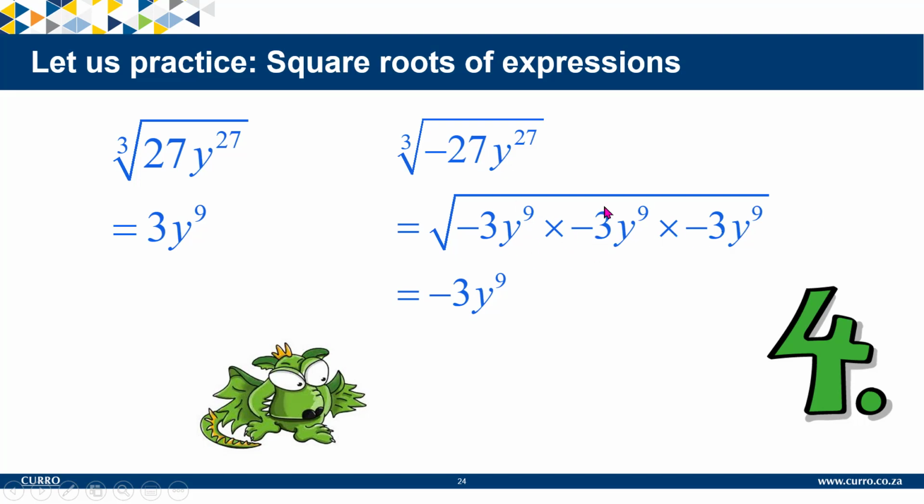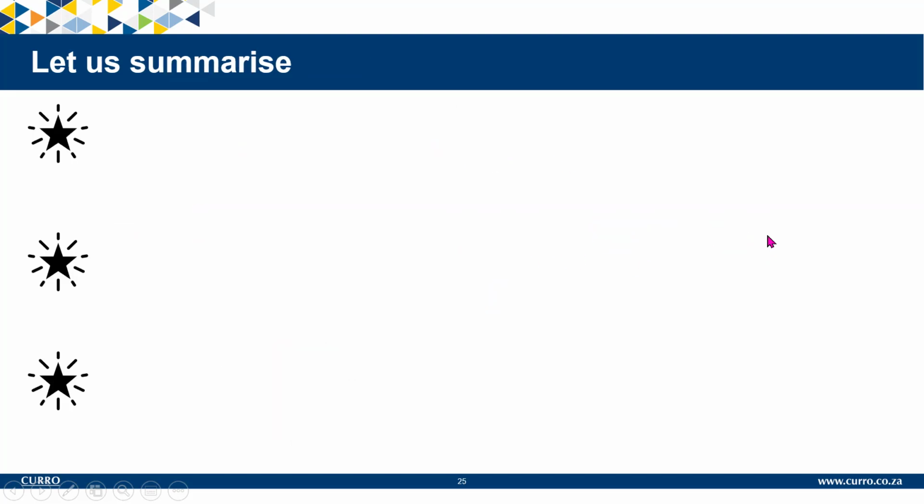So this is length times breadth times height of a cube. So we can factorize it like this. If we want one of the sides of this cube, it will be just negative 3y to the power of 9. So the cube root of a negative number stays negative, and you just ask yourself, what times what times what is 27? And the shortcut for the exponent is to divide that 27 into 3 equal groups of y to the power of 9.